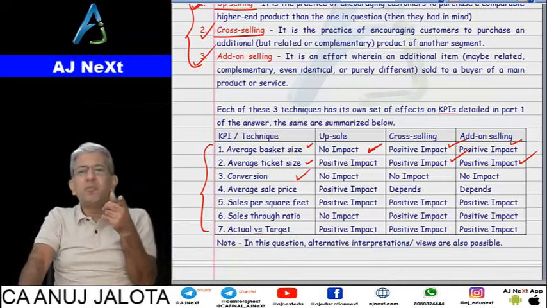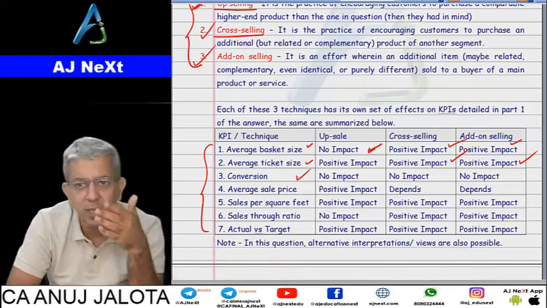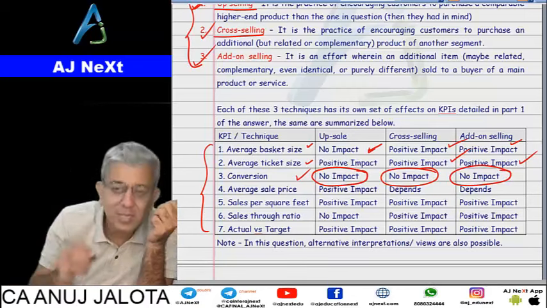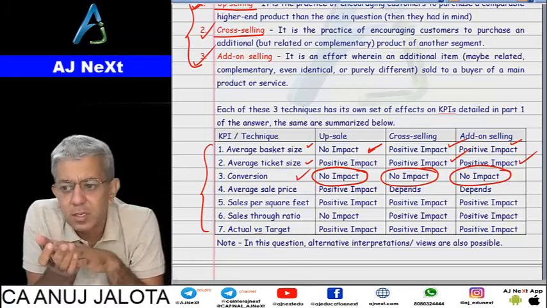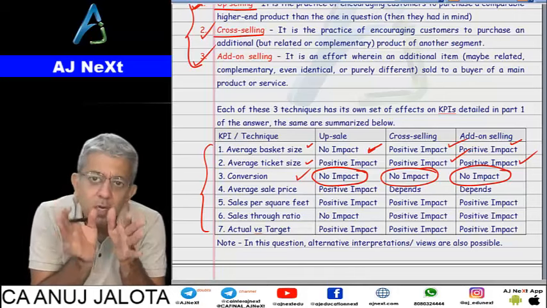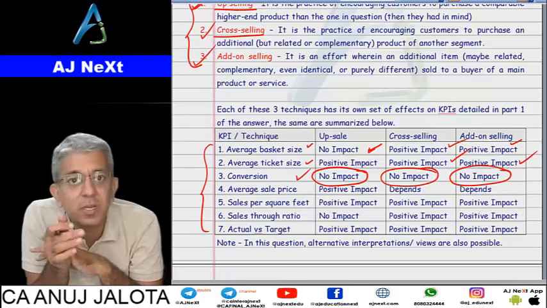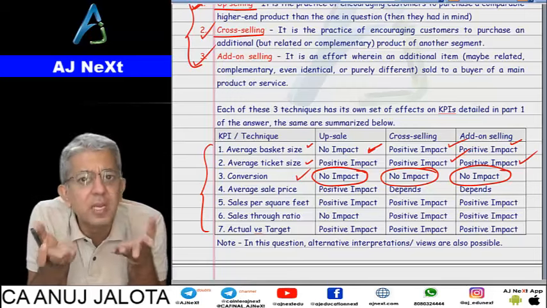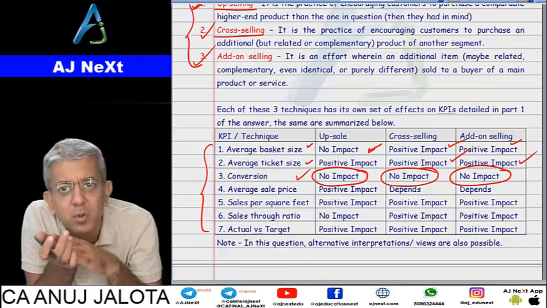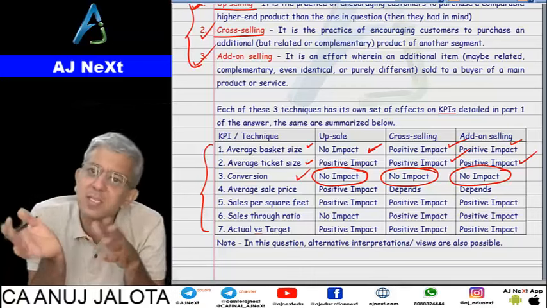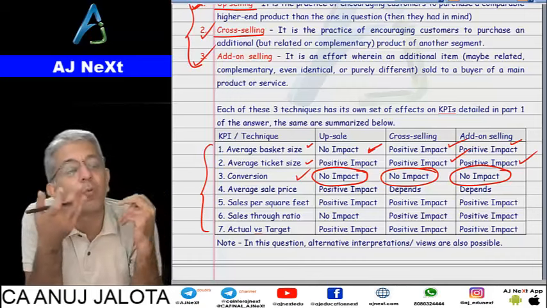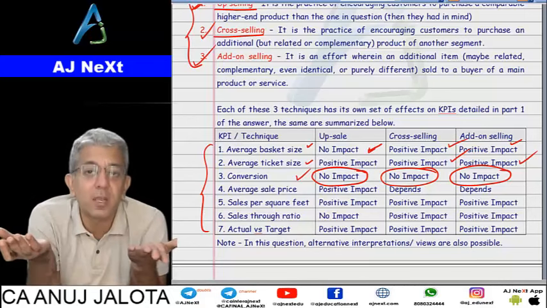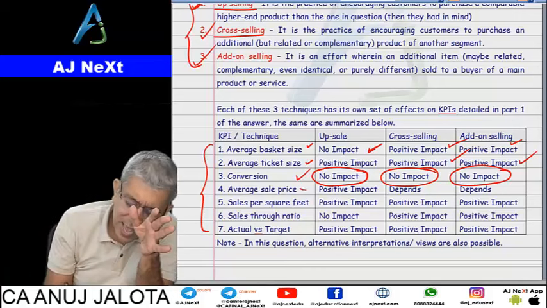Then conversion, in this case conversion of footfalls, meaning those people who came and those people who bought things. I think there will be no impact, because the customer had either thought, "I will buy," or thought, "I will not be buying." If a customer is not going to buy, then upsell, cross-selling and add-on make no difference. The conversion rate will remain the same. If a customer didn't want to buy a product at all and had just come for time pass, what will you upsell, cross-sell or add when he has not bought the first unit? What will you upgrade him to a higher product? What will you sell extra? Therefore, no change.